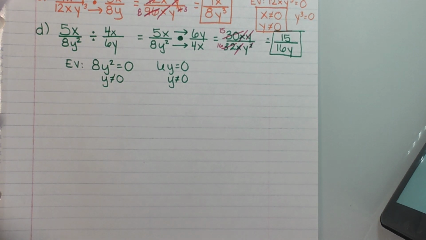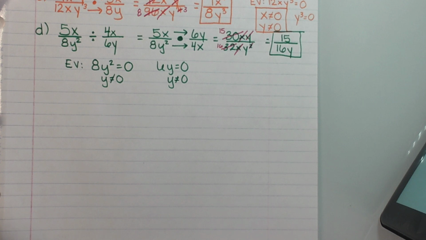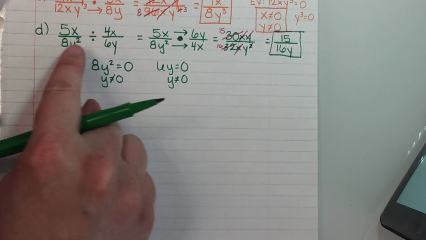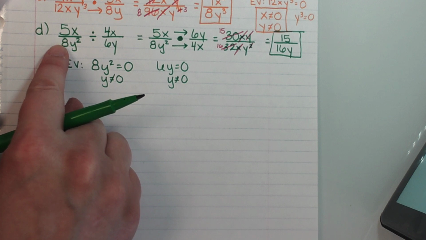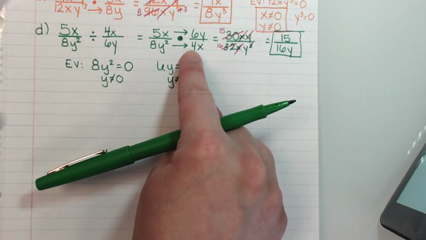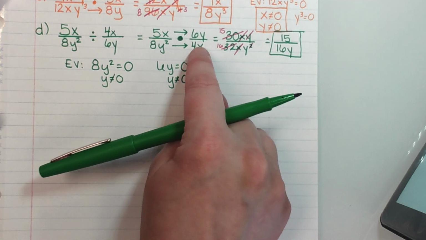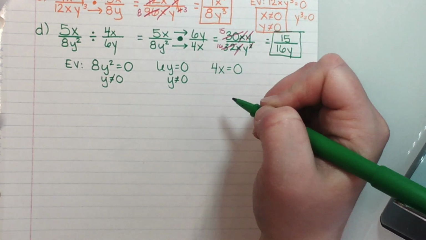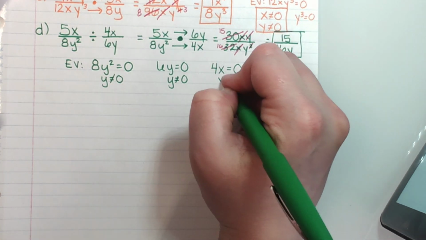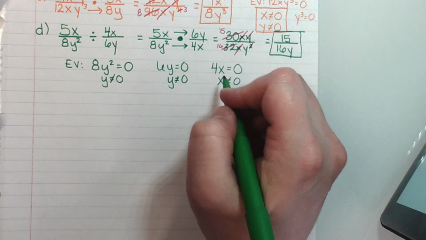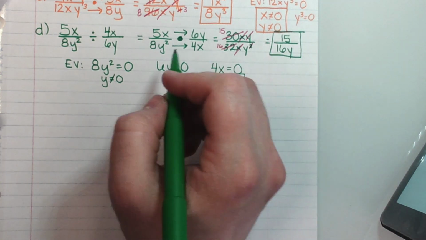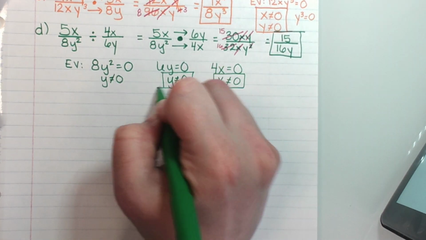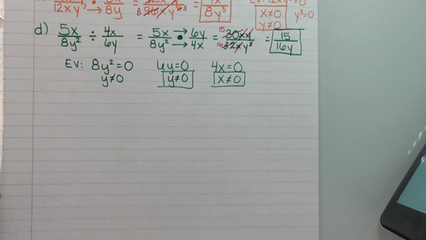But are those the only two things that end up in the denominator? No. Those are the original denominators, but 4x also ended up in the denominator. So I also have to recognize that that is not allowed. So be careful with those divide ones.